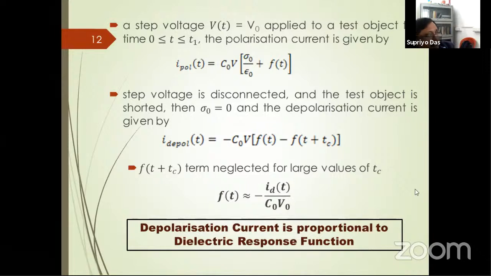So the first component again vanishes in the depolarization component, depolarization current, and what we get is only the dielectric response function. Now this Ft plus Cd term can be neglected when the charging time is quite large. So if we simplify it, we get f of t, the dielectric response function, which is approximately proportional to the depolarization current.